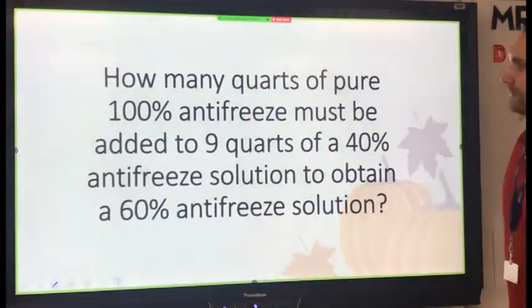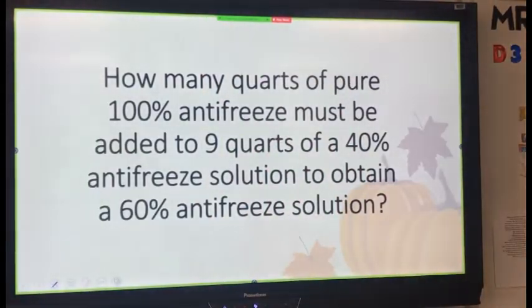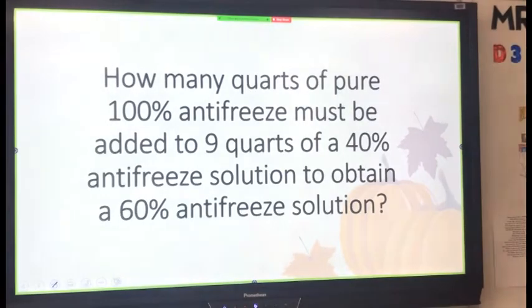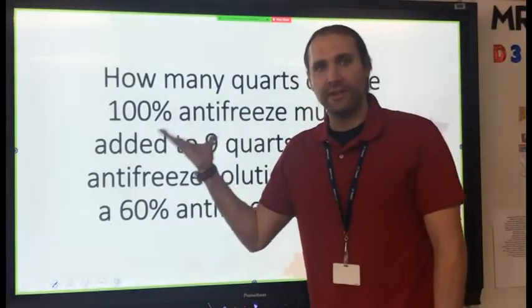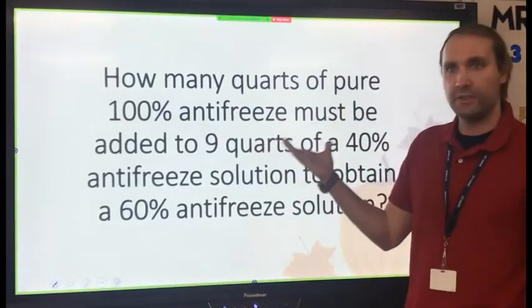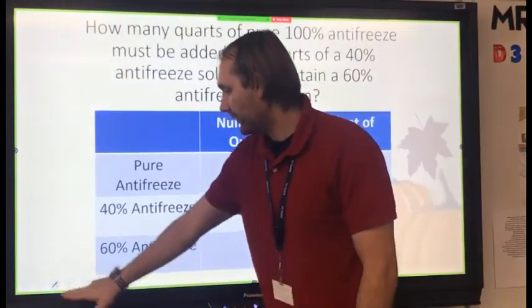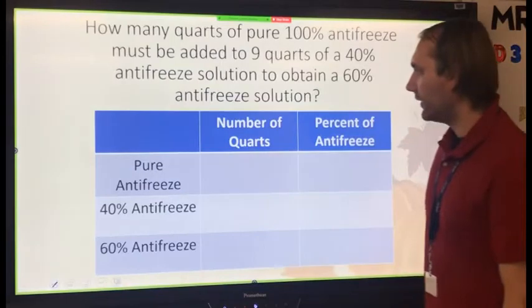How many quarts of pure 100% antifreeze must be added to 9 quarts of a 40% antifreeze solution to attain a 60% antifreeze solution? This is what I was saying. Say you had 100% alcohol and you want to dilute it down to 75%. This is the math you would use. So let's put this into our table.